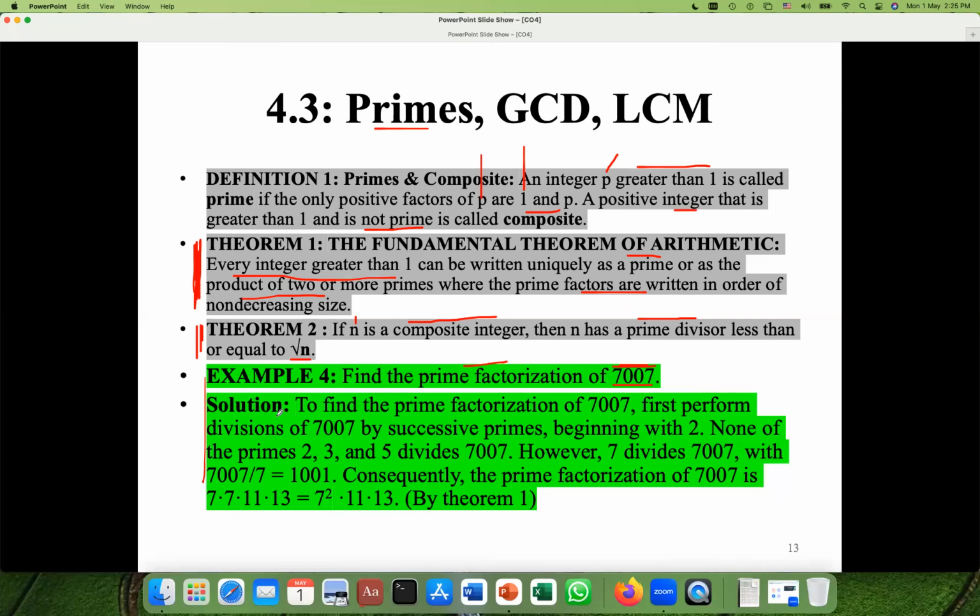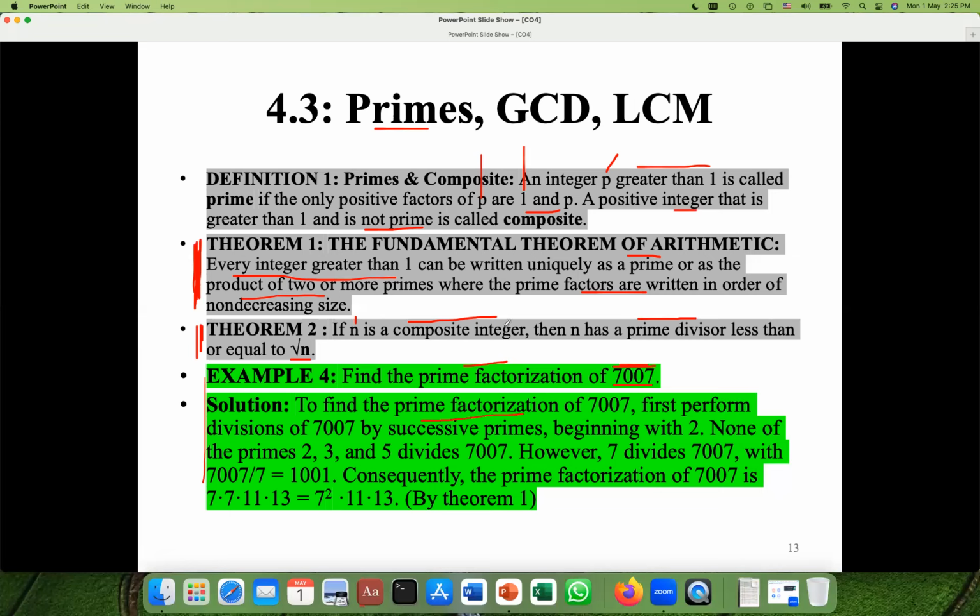So we have to perform the division of 7007 with successive primes. What are the successive primes? Just start from 2. 2 is a prime number. 3 is a prime. 4, no. 5 prime. 6, no. 7 prime. 9, no. 11 is prime. 13 is prime. So these are prime numbers in a sequence. This is called successive primes.